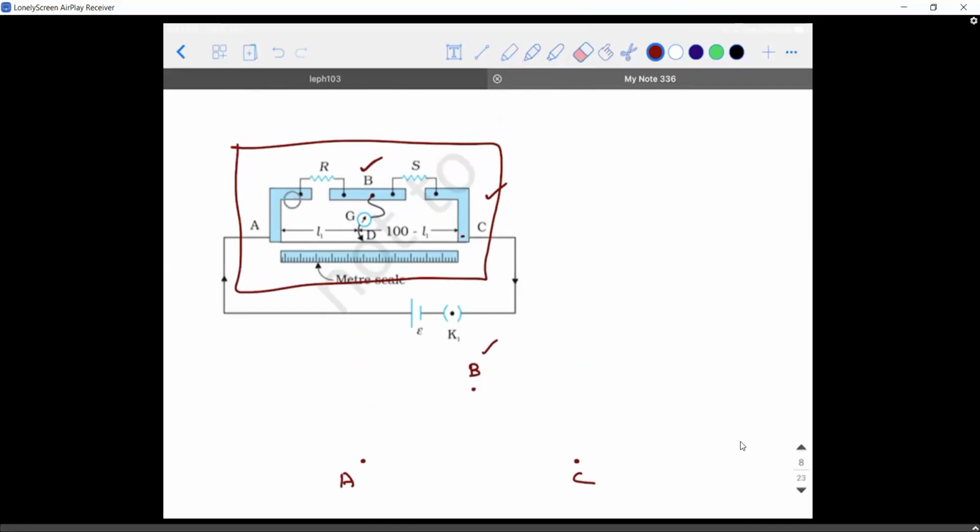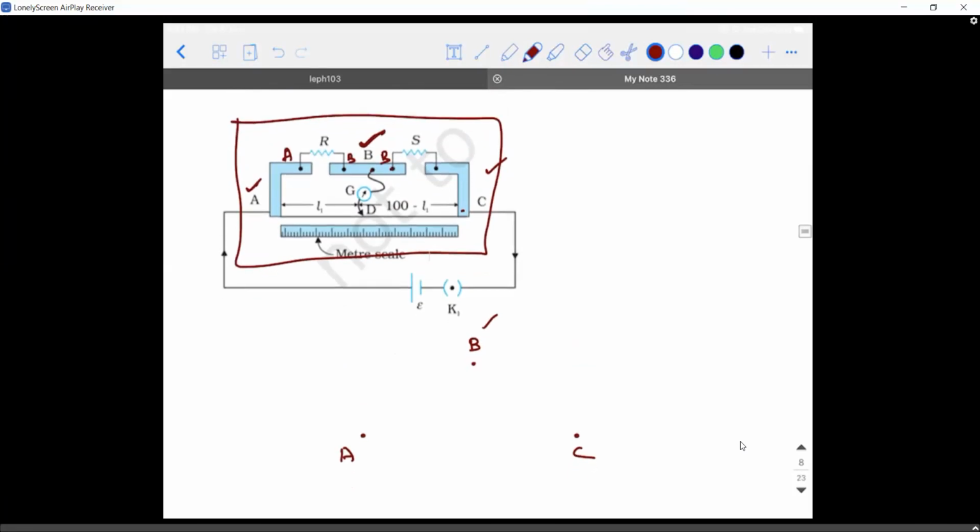So between A and B, when I say this point is A, this point is also A. If this point is B, then this point is also B, and similarly, this point is also B. I'm trying to say that however long the strip is, every point on the strip can be treated as the same point B because all the points will have the same potential. So between A and B, I have a resistor of value R connected.